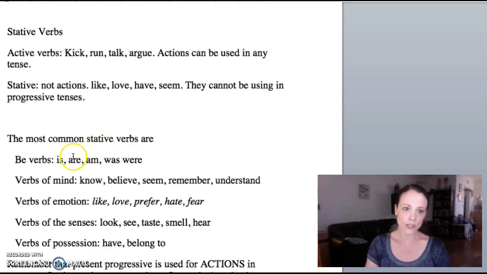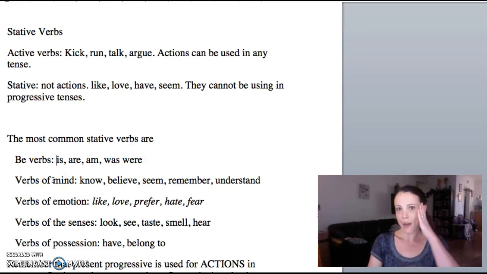So stative verbs can be the be verbs, like is, are, am, was, were. They can also be verbs of mind, so things that happen in your head, like you know something, you believe, something seems, or you remember, you understand. There's no real action here. These are states in your mind. There's also verbs of emotion, things like love, like, prefer, hate. So you would say, I like, I prefer, not I am liking or I am preferring.